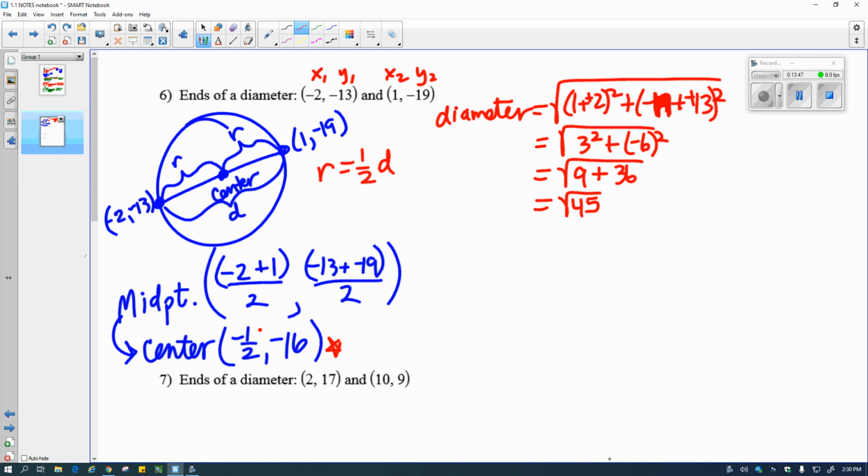Well, now remember that's the diameter. I want to erase that. I think I don't like it.